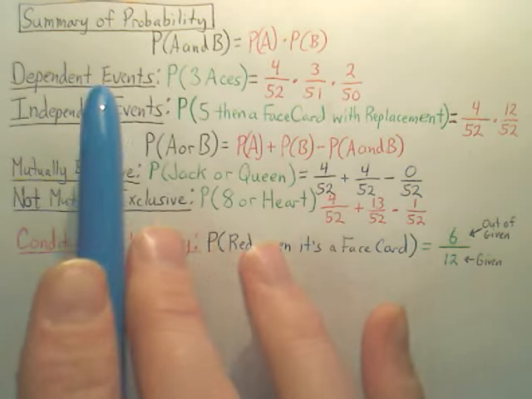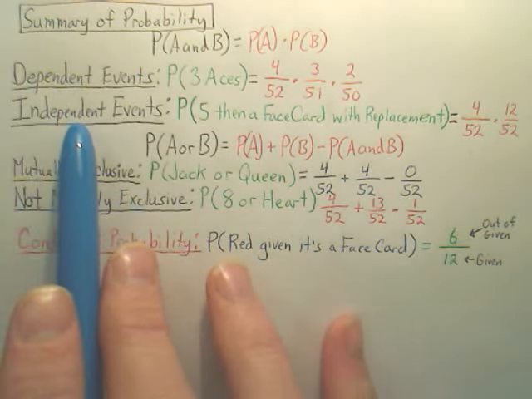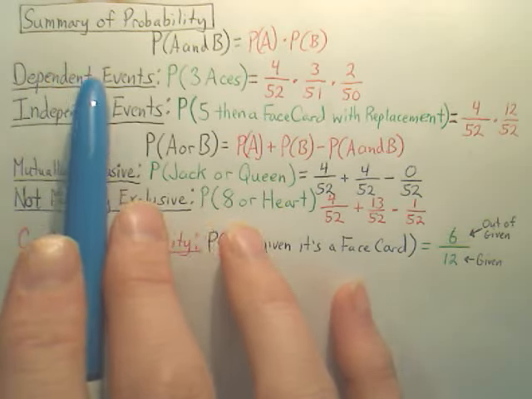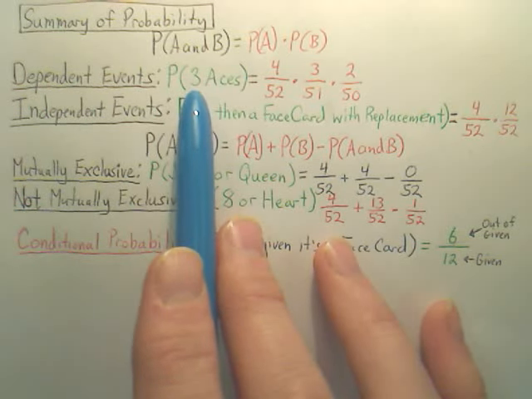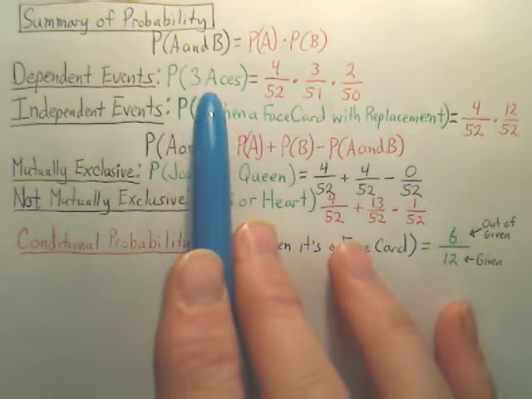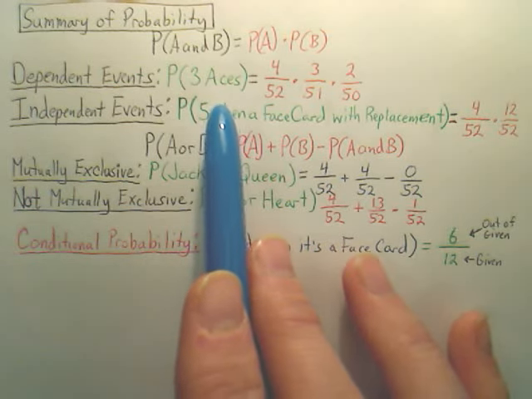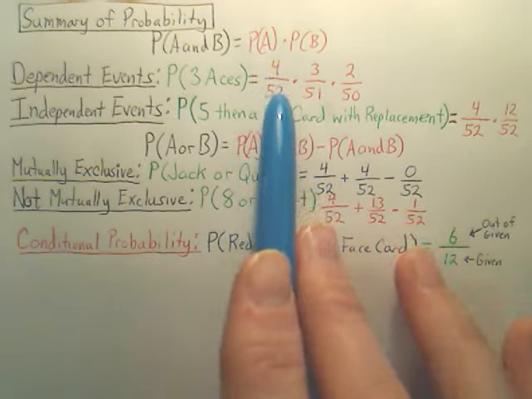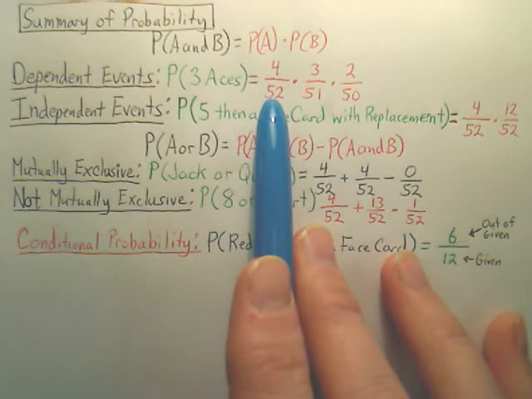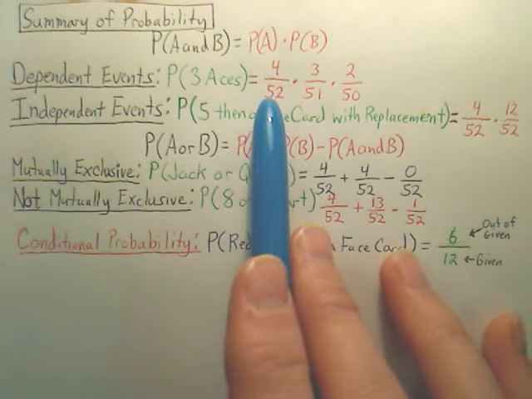Now, with an "and," there are two possibilities. You get dependent or independent events. Dependent events are like with a deck of cards. When you pull out three cards, what's the probability of pulling out 3 aces? Well, for the first one you pull out, you have a 4 in 52 chance because there are 4 aces in the 52 cards.